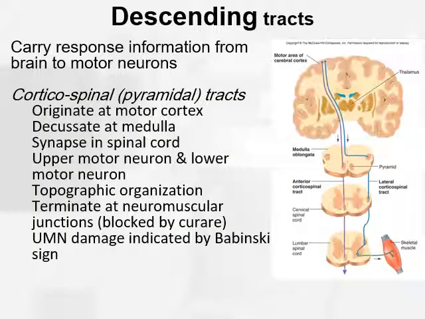The descending tracts, like the corticospinal tract or the pyramidal tract, originate from the motor cortex in the brain and descend through the brain and decussate in the medulla, and then descend in the spinal cord to end on the spinal motor cells or the anterior horn cells.